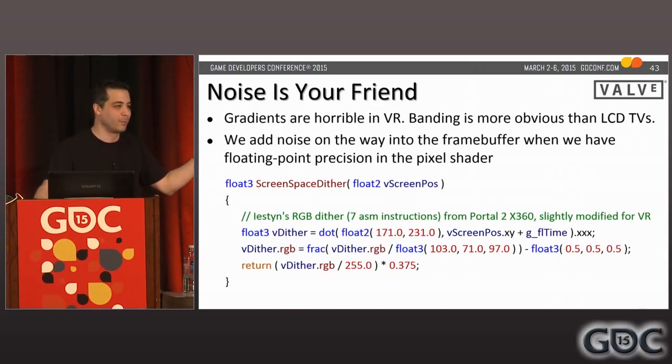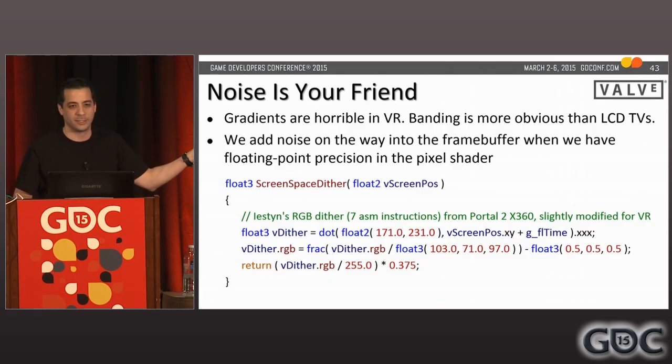We've been using this trick since Portal 2 on the Xbox 360. Yeston, one of the programmers at Valve back then, wrote this code, and we've been using it for years. It's a nice algorithm. It's just a few instructions. This was performant on an Xbox 360. It's fine for VR. I tuned one of their values just to work better in VR, but we do this on the way into the frame buffer for every pixel we're going to render. Every pixel gets dithered slightly. Few instructions, absolutely do this.